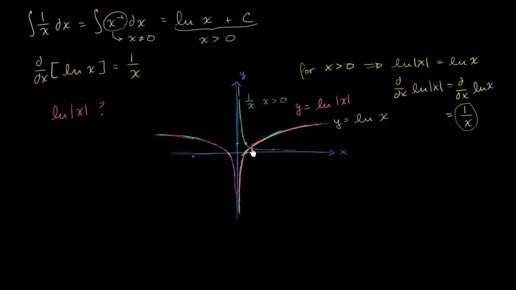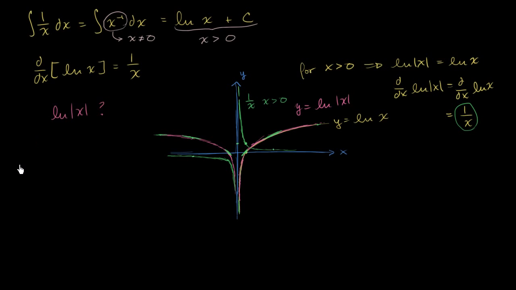Right over here, the slope is a positive 1. Over here, it's going to be a negative 1. And as we get closer and closer to 0, it's just going to get more and more negative. So the derivative of the natural log of the absolute value of x for x less than 0 looks something like this. Once again, it's not an ultra rigorous proof, but what you see is that the derivative of the natural log of the absolute value of x is equal to 1 over x for all x not equaling 0.